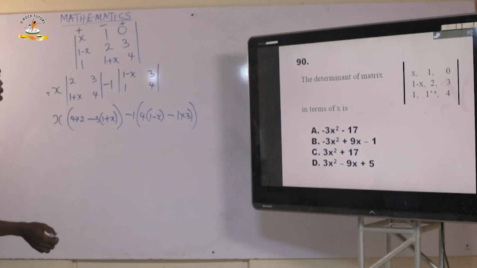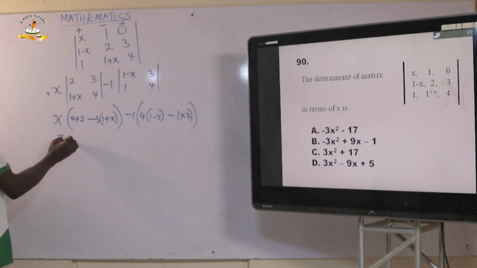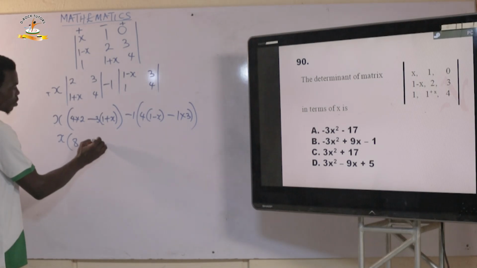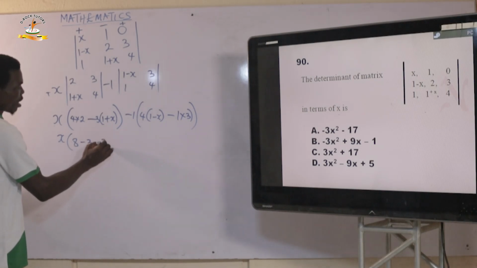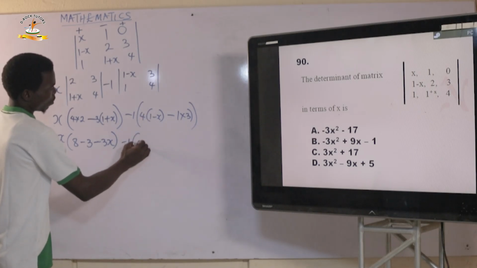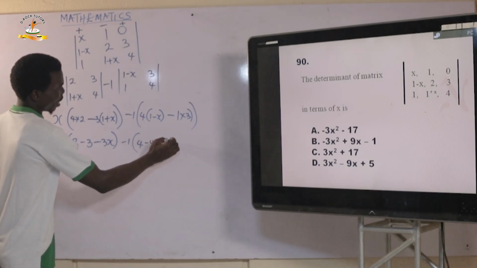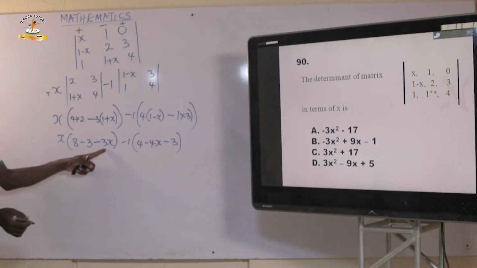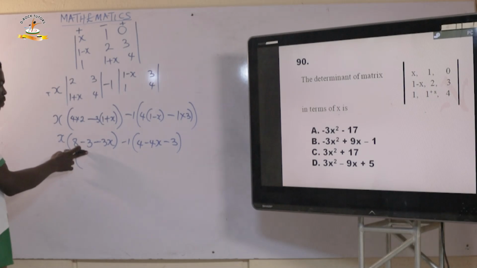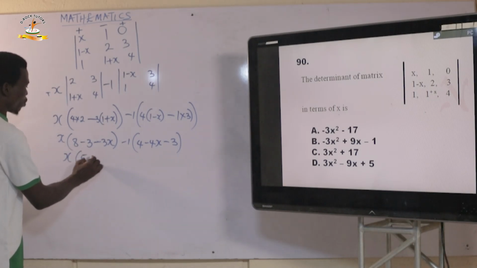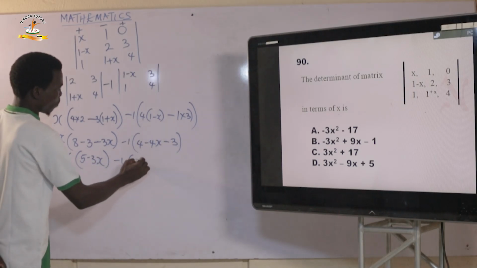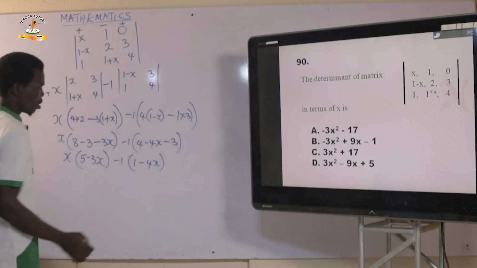So here we just go ahead into simplifying, and we have x(8 minus 3 minus 3x). Then here we say minus 1(4 minus 4x minus 3). Let's simplify this bracket and this bracket. So we write x, 8 minus 3 is 5, so 5 minus 3x, minus 1, 4 minus 3 is 1, so 1 minus 4x. So what do we do now?